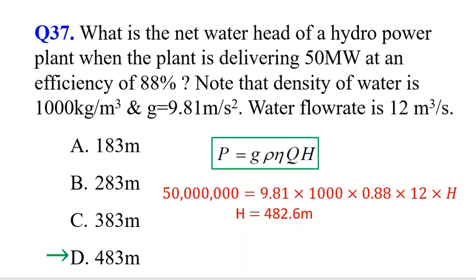So what are we going to have here, power is given as 50 megawatts, that's going to be G times 9.81 times 1000 times the efficiency 88%, that means 0.88, into water flow rate Q, that is 12, into the water head, net water head or effective water head, that is H, that is what you need, and finally you will end up with 482.6 approximately. Your answer will be 483 meters, that is answer D.